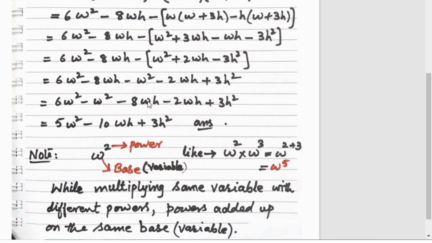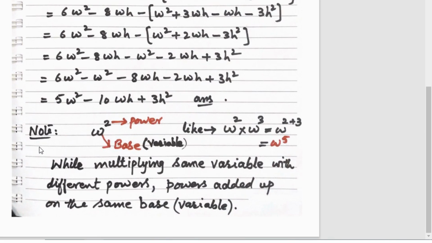Now come to the second two terms. Both the signs are like or same. Alike signs are added up, and the same sign will come with the answer. We always add up terms having the same variables and same signs. Their coefficients are always added up. So 8 plus 2 is 10. The sign of both the terms is minus, so minus will come with the answer. 10WH is the answer of these two terms. Plus 3H square as it is.